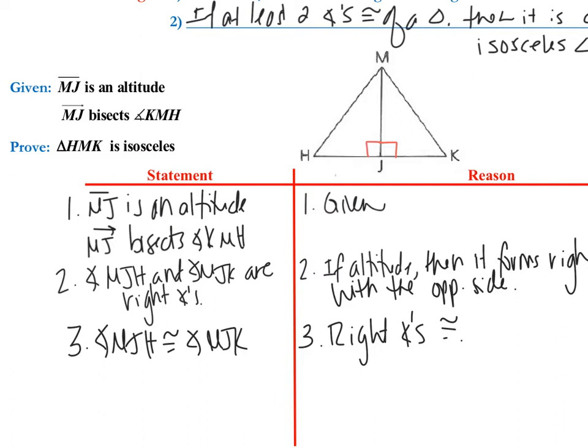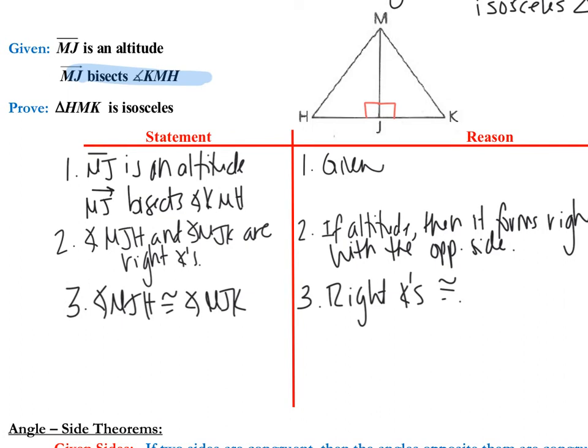Now we also need to break down the fact that MJ bisects KMH. Well, what do we know about an angle bisector? It divides an angle into two congruent parts. So KMH, that means that these two are congruent. So angle HMJ is congruent to KMJ. That's the definition of an angle bisector.